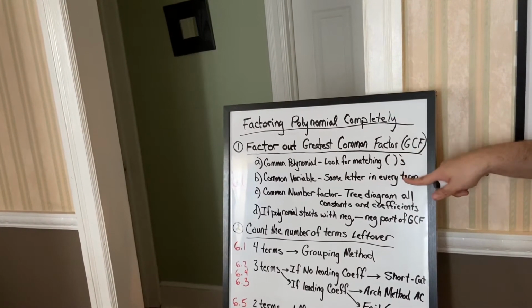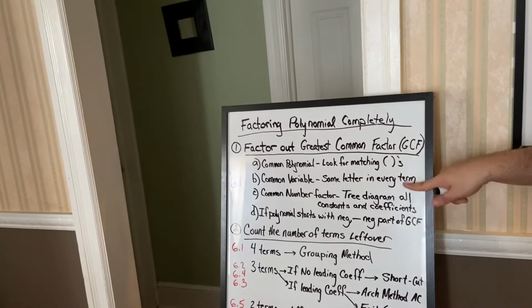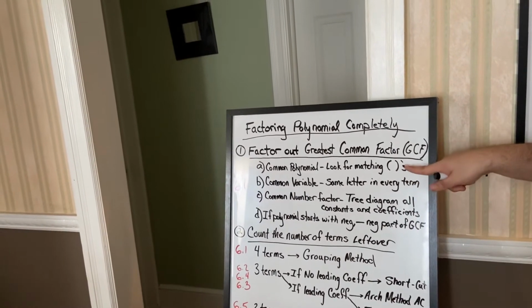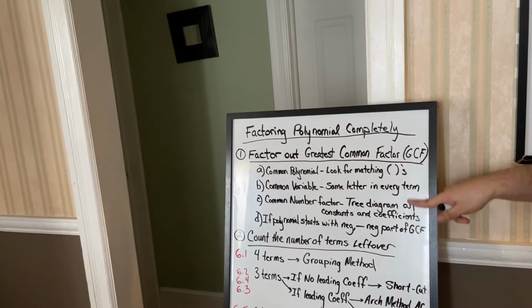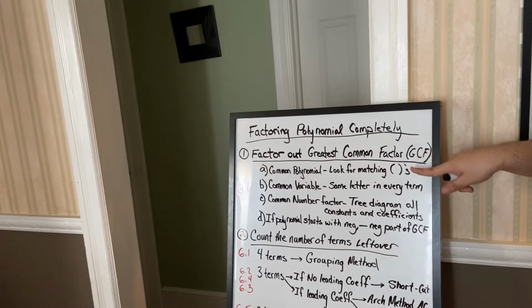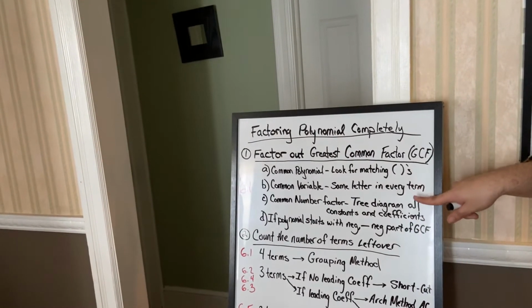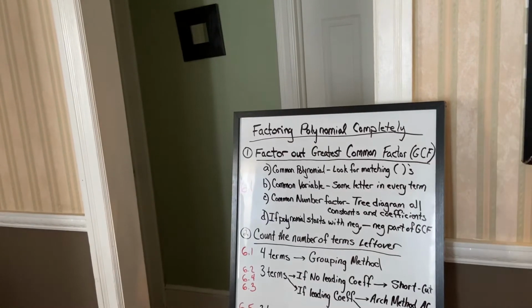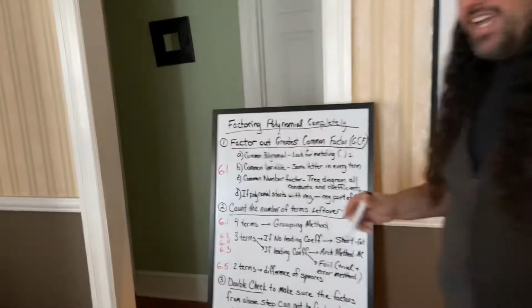Some of them will have maybe 2 or 3 of them. Some of them might just be one of them. But we're going to check every single problem to see if there's a GCF. And we're going to be going through A, B, C, D. Let's start with A and give you some examples of what A would look like.